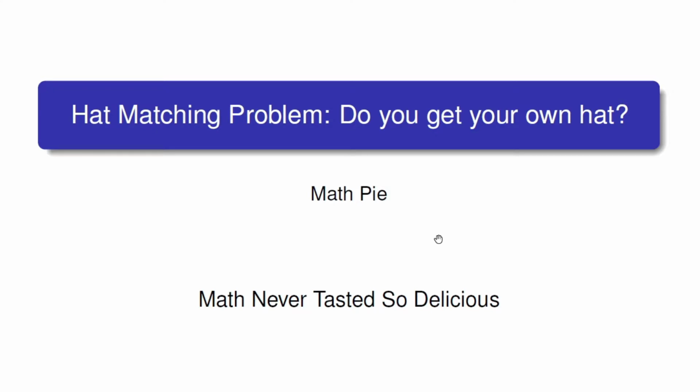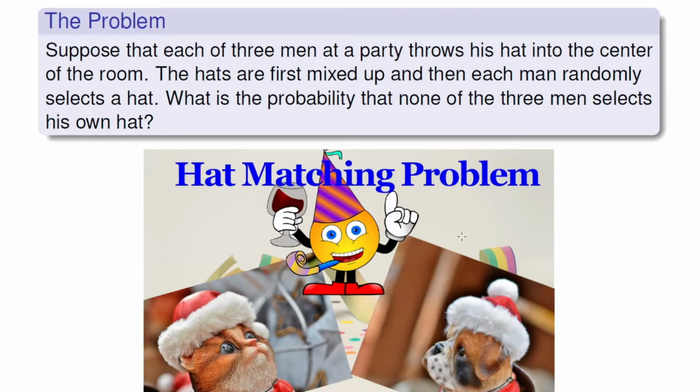Today we are going to talk about the hat matching problem. So let's see what the problem is. Now suppose each of three men at a party throws his hat into the center of the room. The hats are first mixed up, and then each man randomly selects a hat. What is the probability that none of these three men selects his own hat?